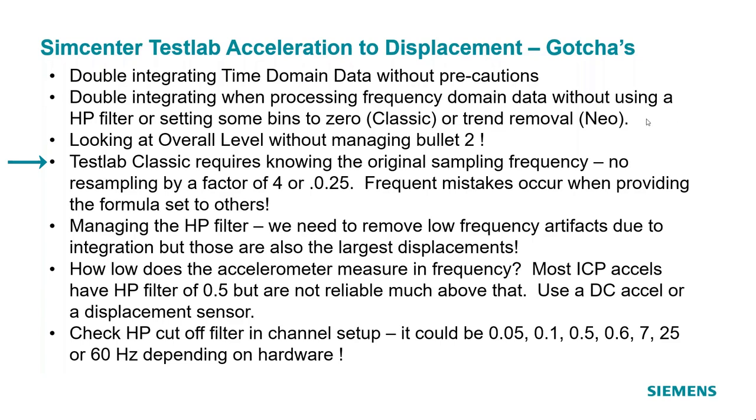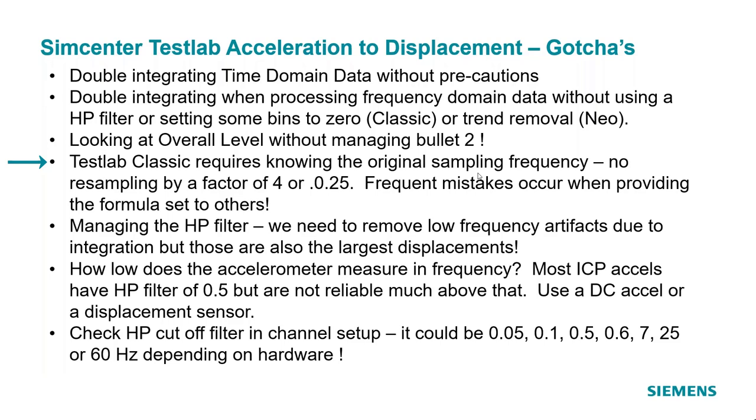A Test Lab Classic gotcha requires knowing the original sample frequency. So it doesn't have a resampling by a factor. You have to specify the sampling frequency. So we've had customers basically create a formula set and give it to their coworkers. And if the sampling frequency is not set right, the integration method doesn't go well. So perhaps their original data was 1024 Hz as a sampling frequency. They give that to somebody that's got data at a much higher frequency, well, they're gonna have problems with the double integration. So in Test Lab Classic, you wanna be careful sharing those formula sets.